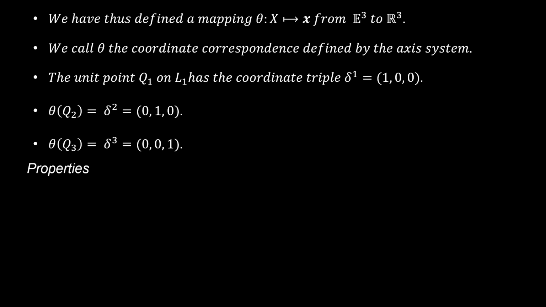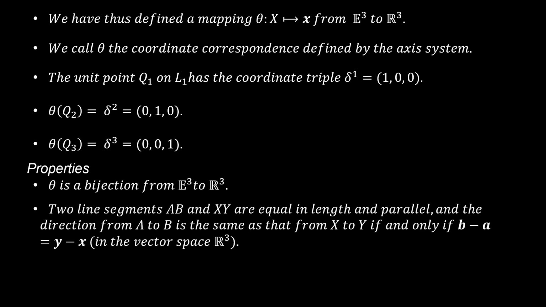Some important properties of this mapping. We say that this mapping theta is a bijection, and by that we mean that a unique point in space, in the Euclidean space E to the 3, is related to a unique vector in the vector space R to the 3. Similarly, a unique vector in the vector space R to the 3 can be related to a unique point in space. So there's a forward one-to-one, but also there is a backward relationship. So it's a bijection.